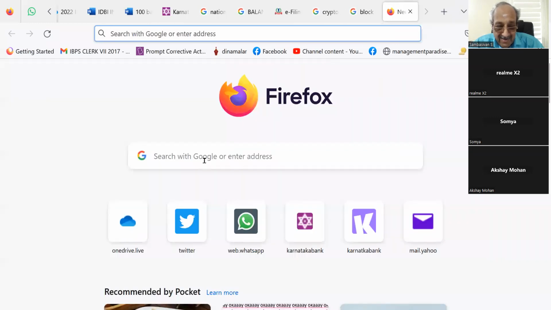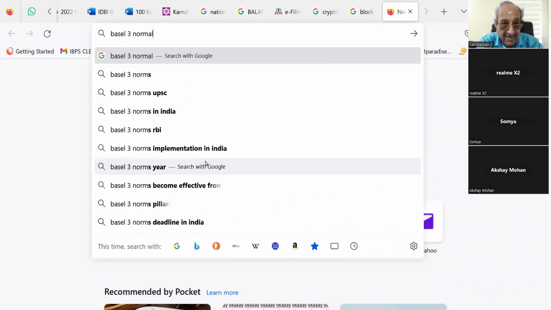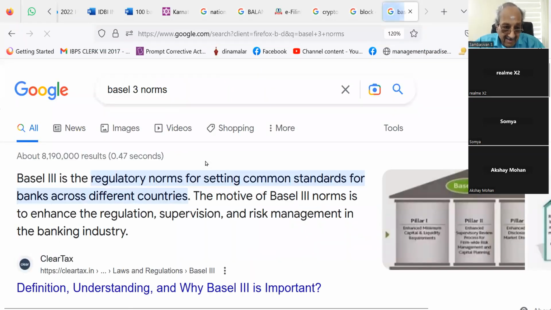Sir, Basel III is an international regulatory accord that was introduced to improve regulation and supervision within the banking sector, sir. Basel 3 is a set of regulatory norms for setting common standards for banks across different countries. What is the minimum capital a bank has to maintain according to the Basel III norms? Sorry, sir, I can't remember. If I'm not wrong, it is 9%, and in the case of public sector banks, they want 12%.